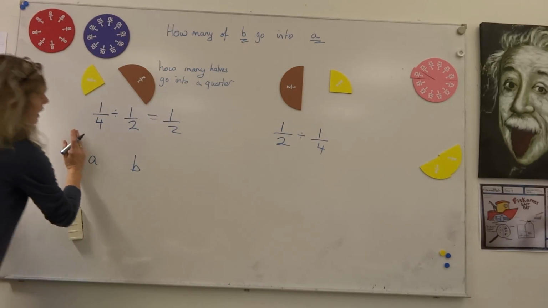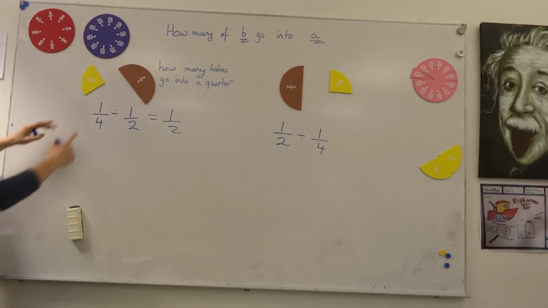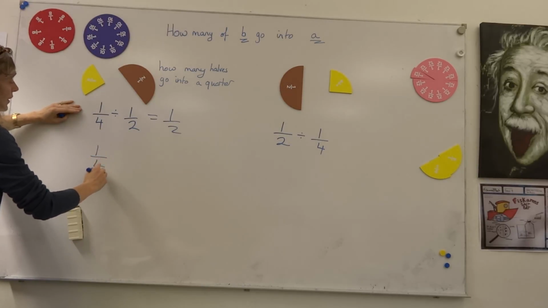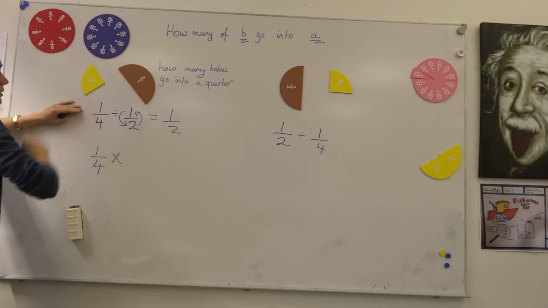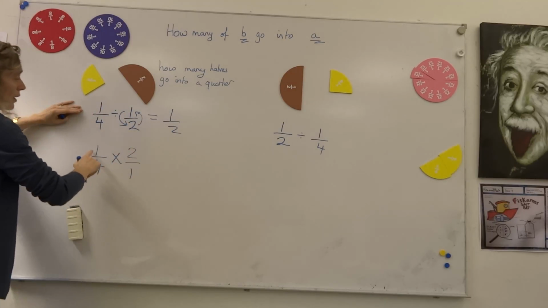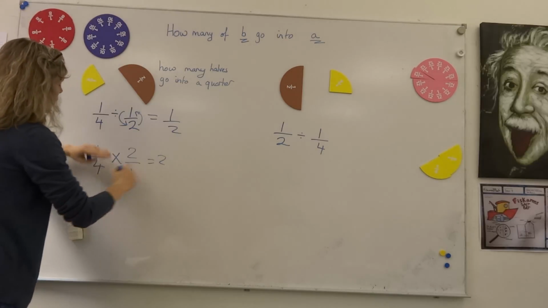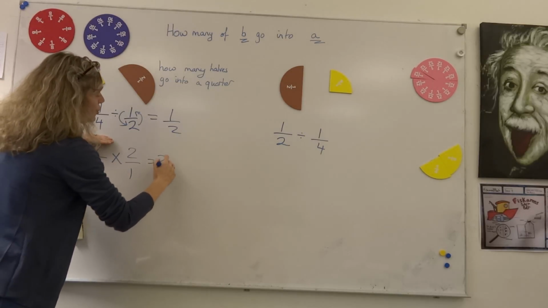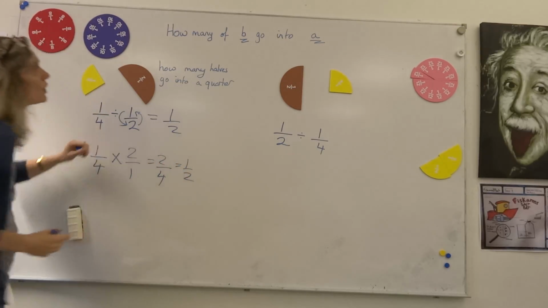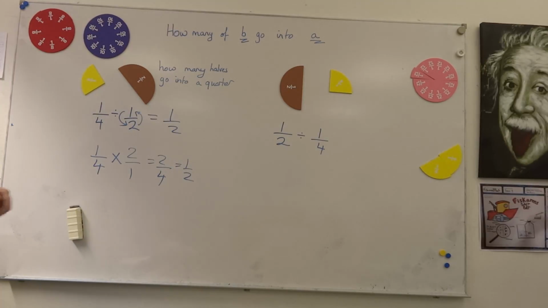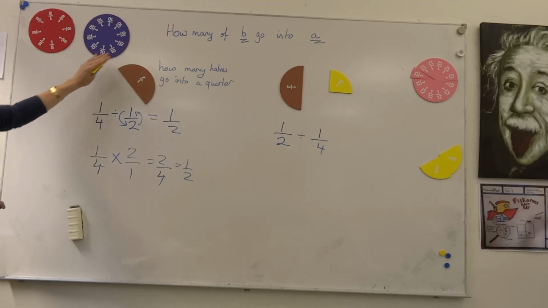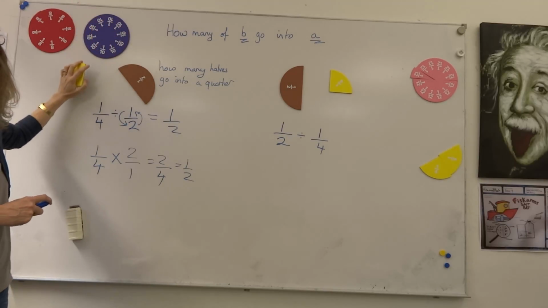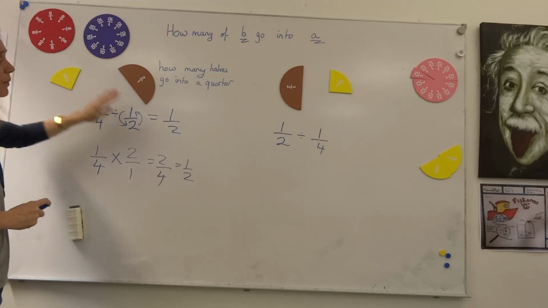Let's see what it works like mathematically using the rule that I've shown you. A quarter, multiply, swap these two around. 2 over 1. 1 times 2 is 2. 4 times 1 is 4. 2 quarters, which is a half. So how many halves go into 1 quarter? You're only covering half of this half. So that's why we get the answer half.